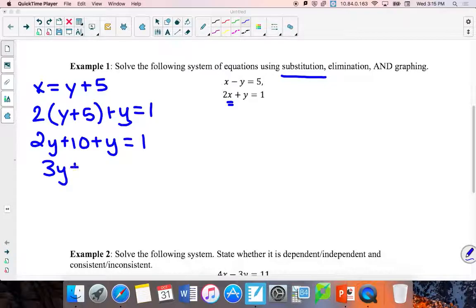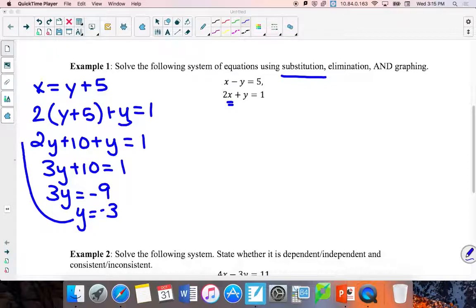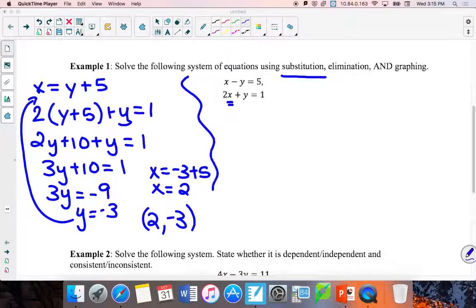Combine like terms. Subtract that 10. Y is -3. So we found one part of that. The original equations have an x and a y, so we do need to find both. So I'm going to put that into this equation that we solved for x. So we know that x is going to equal -3 plus 5, or x is 2. Always nice to write this as an ordered pair, having your x comma your y value. So that is solving with substitution.